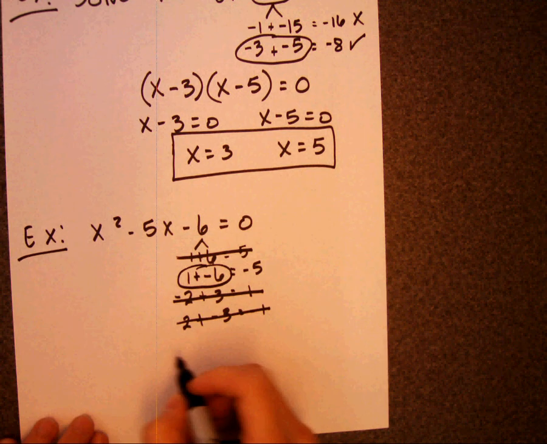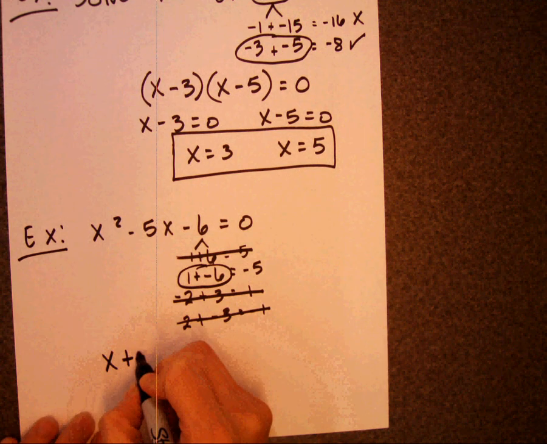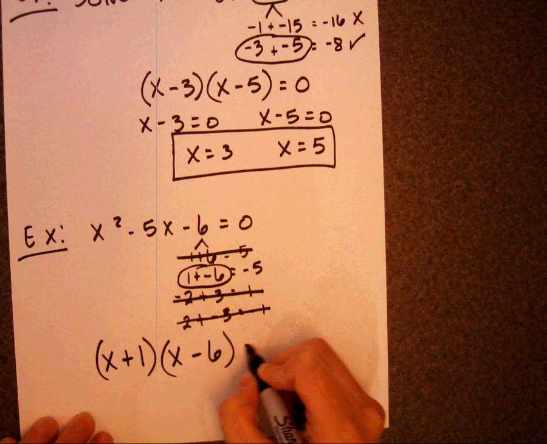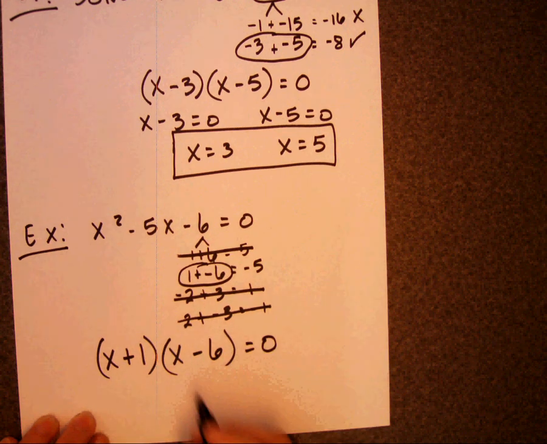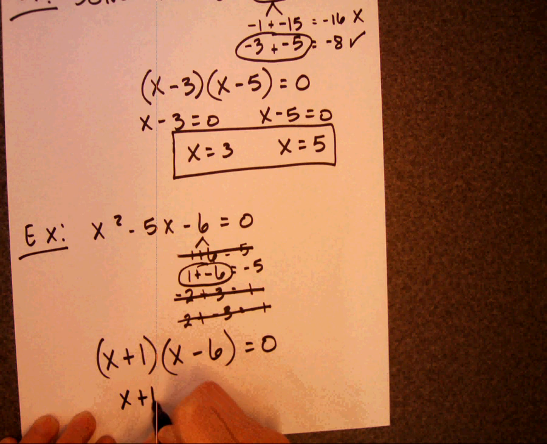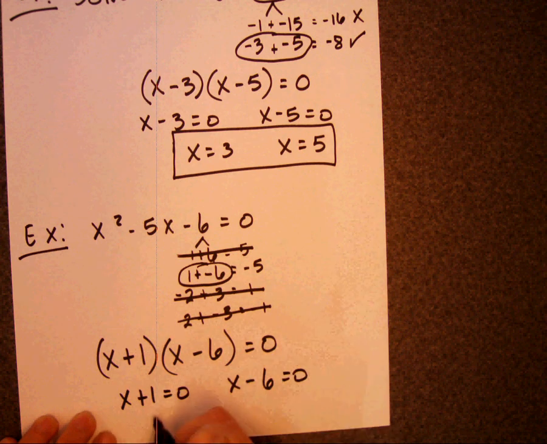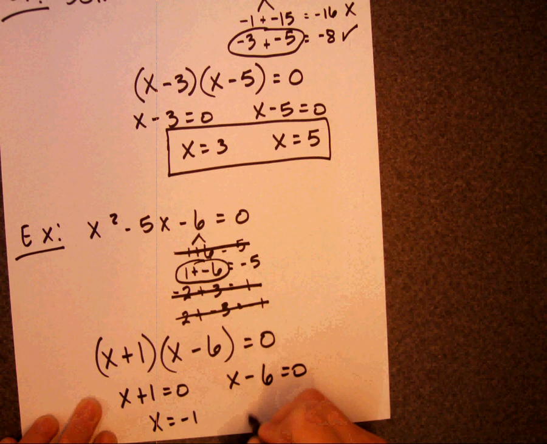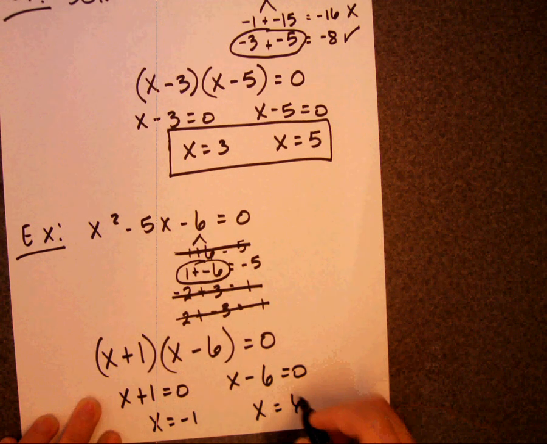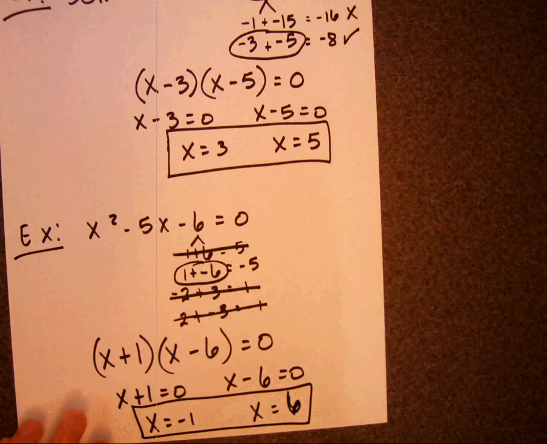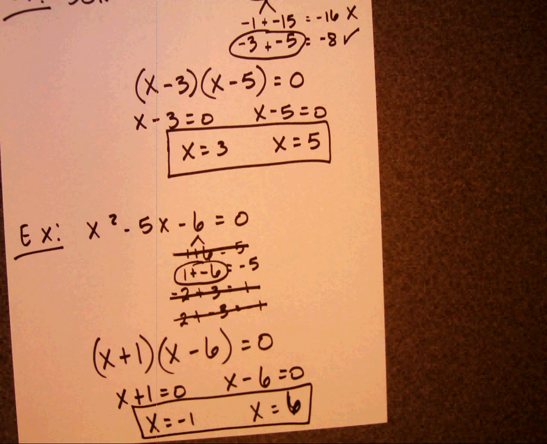So I will have x plus 1 and x minus 6 equals 0. So I get x plus 1 equals 0 and x minus 6 equals 0. So x equals -1 and x equals +6 are my solutions, or my roots, or my zeros. Okay? All right, so that's it for a equaling 1.